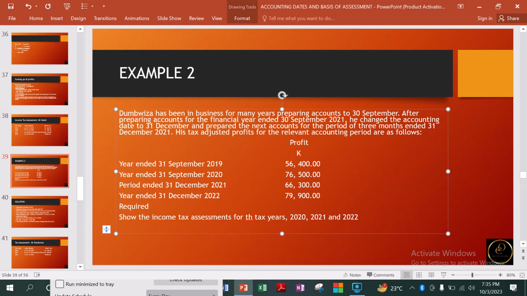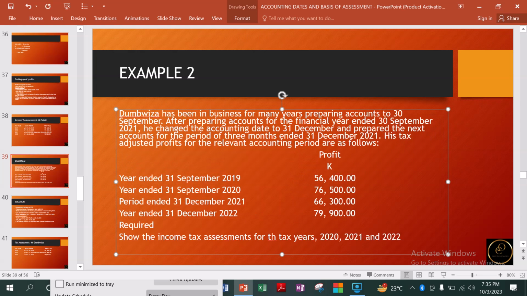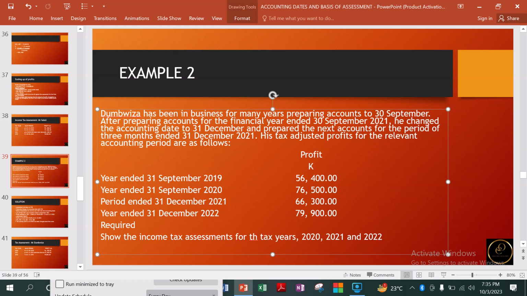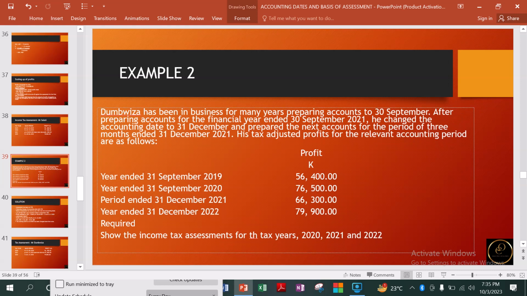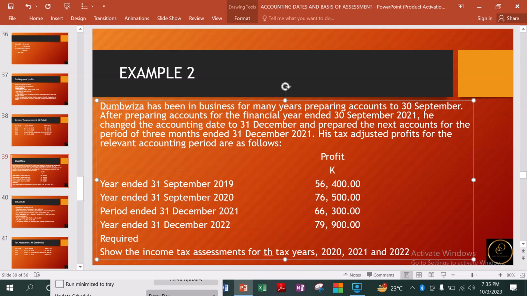Again, I like putting notes so that it helps you to remember what you're supposed to do here. Let me just extend this one so that you can see properly. That helps you to look at the question better. So we are supposed to show the income tax assessment for the tax years 2020, 2021, and 2022. That's what we are supposed to do in this particular example.